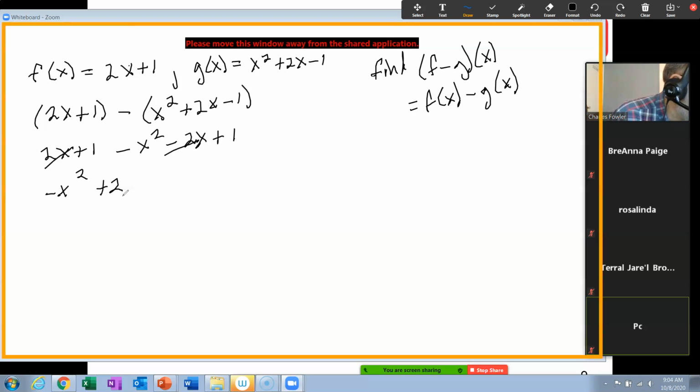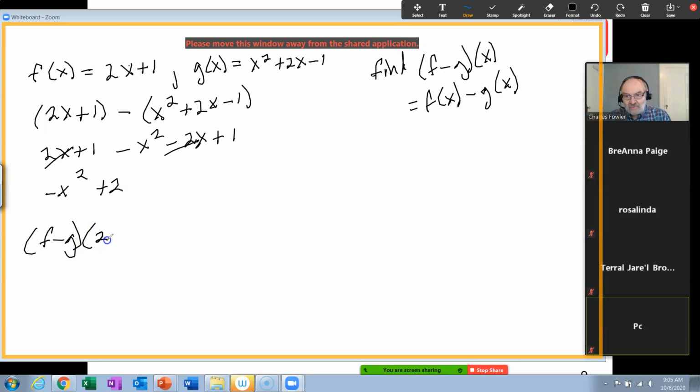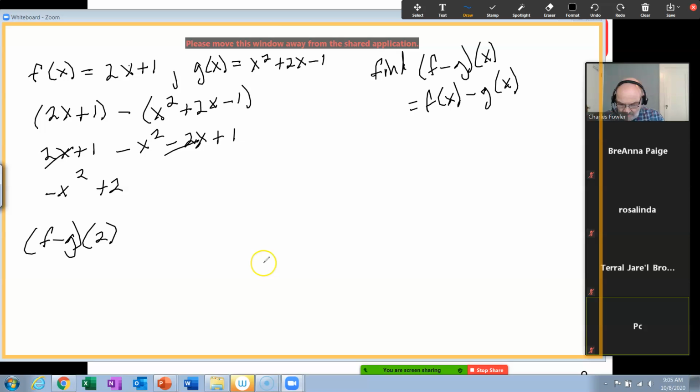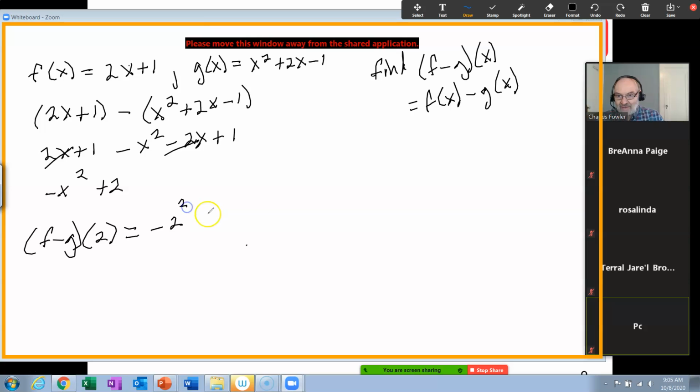Then it says evaluate that difference when x is equal to 2. So we want to do f minus g at 2, or is it minus 2? I don't remember. That is equal to 2. Okay, so what would that be? Now, this is a pretty good exercise too, though my pen just flew the coop. Where did it go? Oh, there you are. Okay. You take this and do a minus 2 squared plus 2.